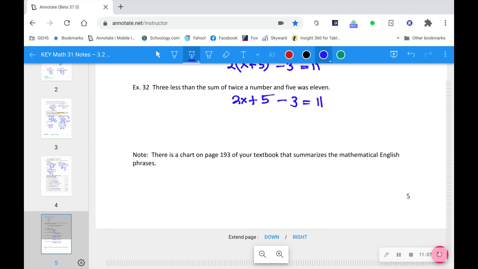Okay, there's a chart in your book, page 193, that just summarizes all the English phrases that go along with the operations plus, minus, times, and divide. And you can look in the book also for the phrases that go along with equal signs. And that does it for the remaining pages, pages 4 and 5 of your notes.